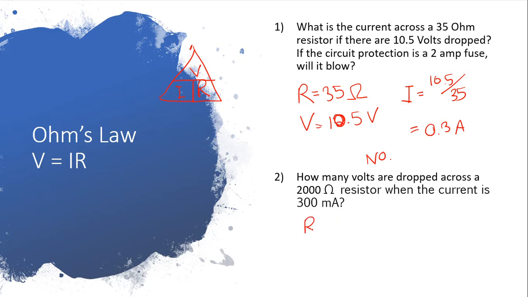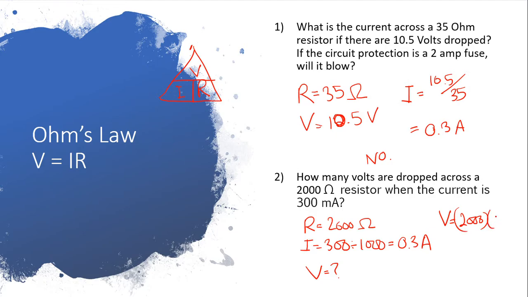This time we have a resistance. We have a current, 300 milliamps, but I'm going to divide it by 1,000 to change it to amps. Keep the base unit when you do this, so 0.3 amps. And we're solving for a voltage. Looking at our triangle or formula sheets, the voltage is going to be the resistance times the current, which is going to give you 600 volts. Done and done. These questions are pretty straightforward, so I'm expecting you to do well on them.